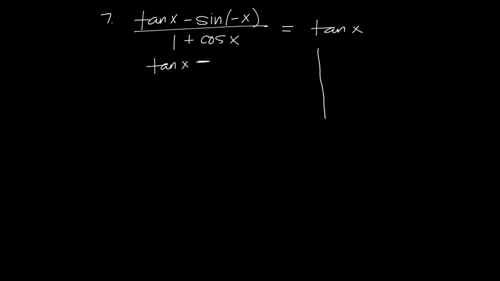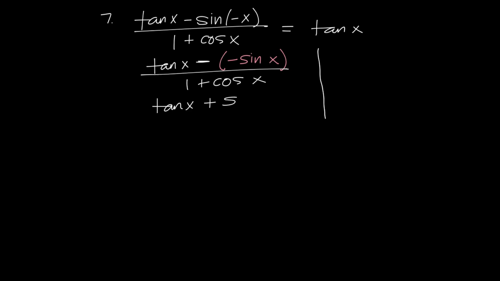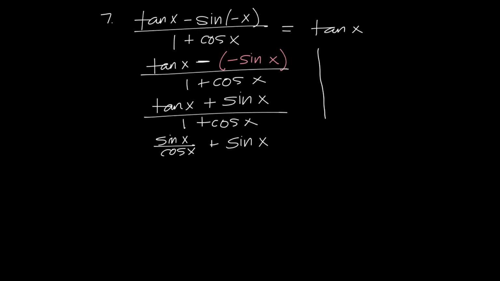Sine of negative x is the same as negative sine x. And then all over 1 plus cosine x. So the numerator is now tan x plus sine x all over 1 plus cosine x. Now at this point, there are various ways that we can go. But right now I'm going to show you the strategy of converting everything in terms of sine and cosine. So tangent becomes sine x over cosine x. And then you also have plus sine x in the numerator, all over 1 plus cosine x.